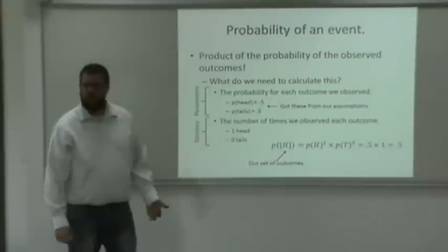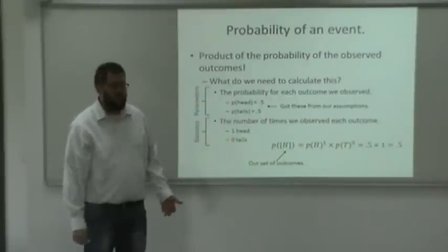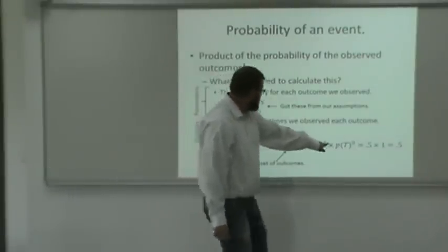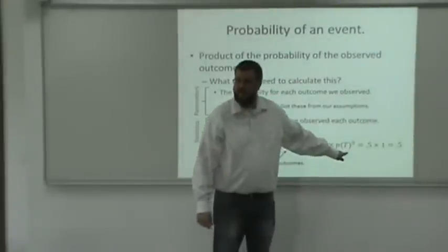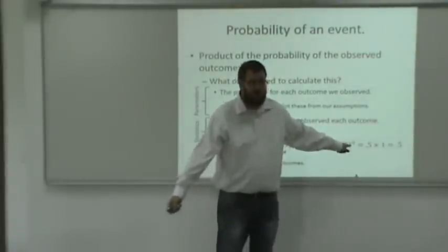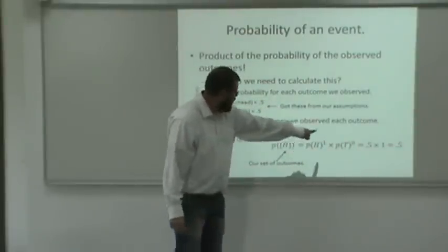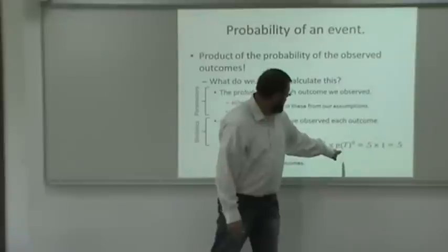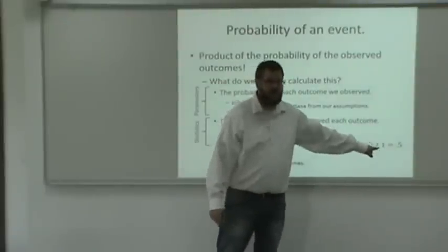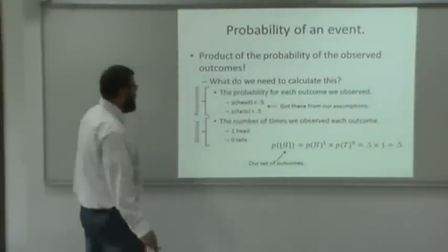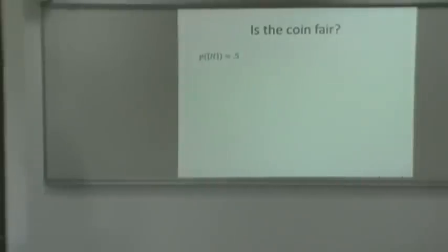Where did I get the 1 from? Because of the 0. Yeah, because of the 0. So the probability of tails is 0.5, right? So 0.5 to the 0th power is 1. Any number to the 0th power is 1. So we have 0.5 to the 1, which is 0.5, times 0.5 to the 0, which is 1. So 0.5 times 1 is 0.5.